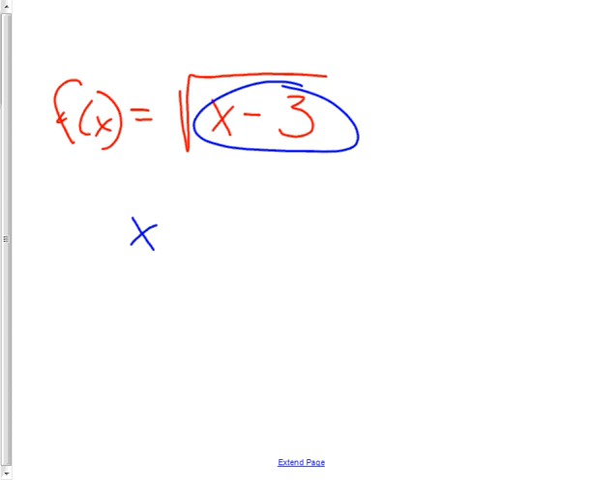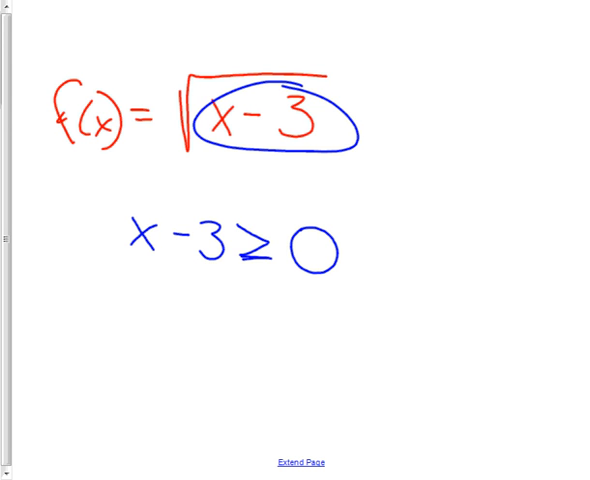So how do I write that? I say x minus 3 needs to be greater than or equal to 0. Isn't it okay if it is 0? Square root of 0, is that a problem? No, square root of 0 is 0. It's okay to have a 0. That's why it says or equal to.